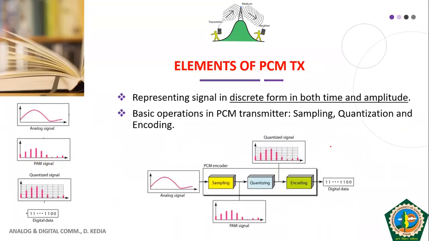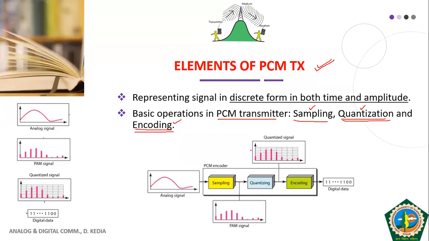So students, these are the basic elements of the PCM transmitter. As I told you in the previous slide, in the PCM transmitter we have three basic operations: one is sampling, another is quantization, and the third one is encoding. We will discuss all these operations one by one in detail. Once you understand what sampling is and why it is required, then what quantization is and why it is required, and similarly the encoding part, then you can appreciate the concept of pulse code modulation effectively.